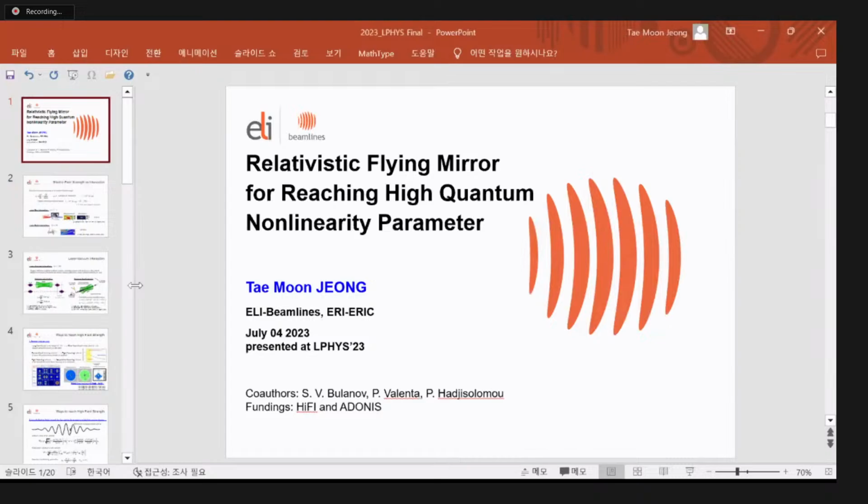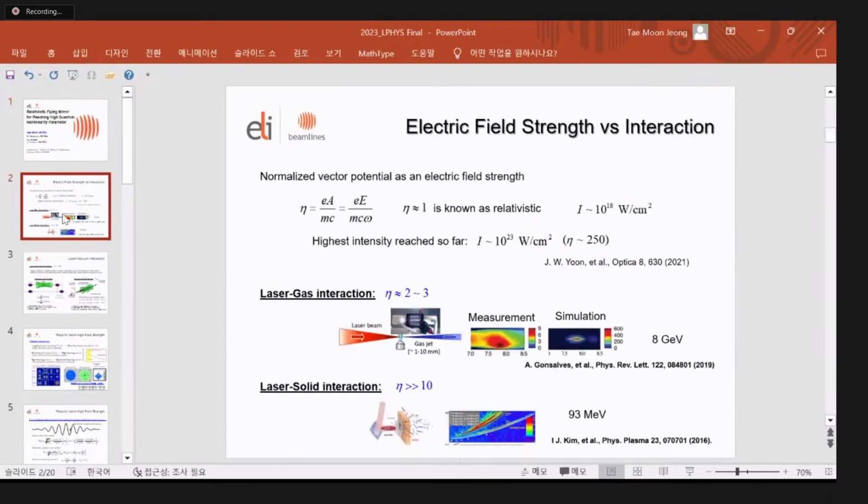and also its application to nonlinear strong field quantum electrodynamics. I will talk about the relativistic flying mirror and its application to strong field quantum electrodynamics. My name is Taemong Jung from LPHYS'23.